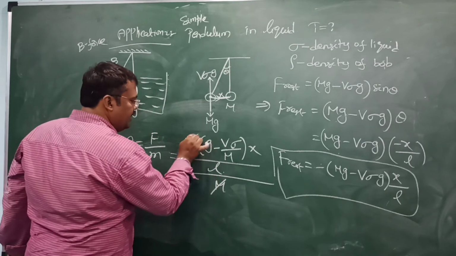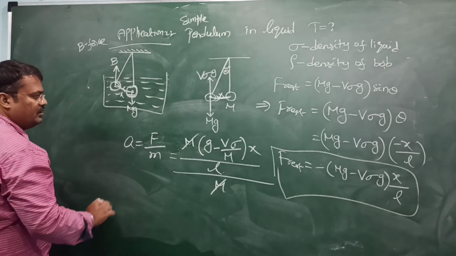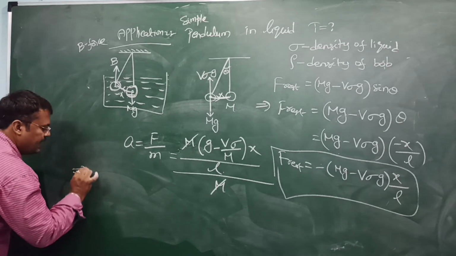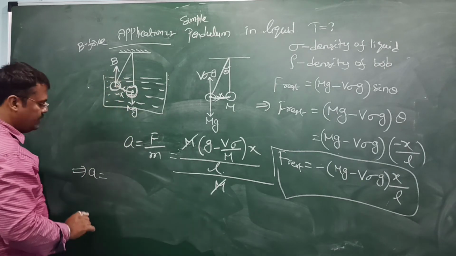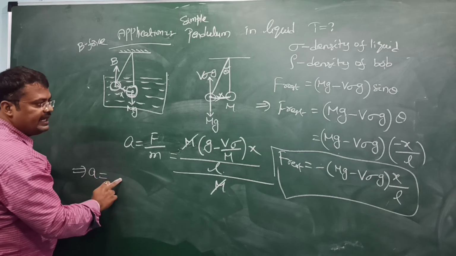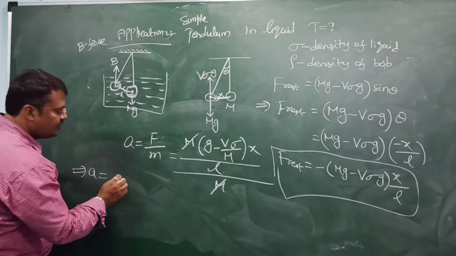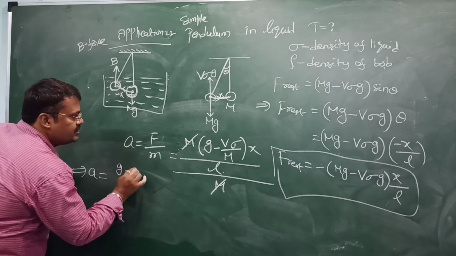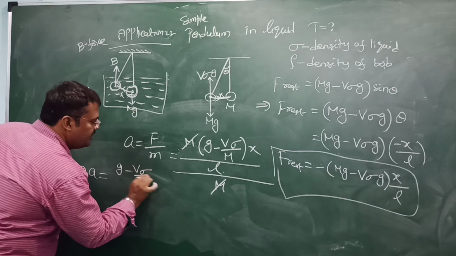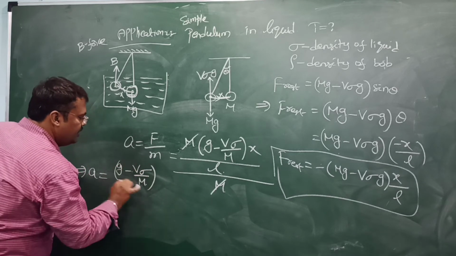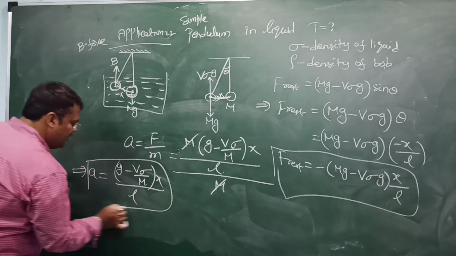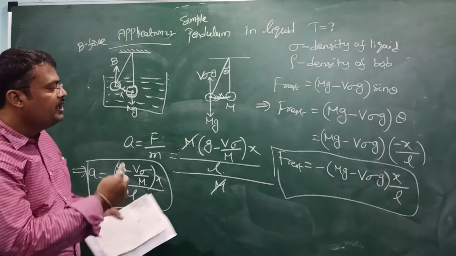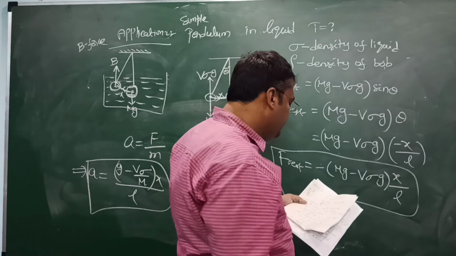This m and m will get cancelled. Then what about the acceleration of the bob inside of the liquid? I am trying to find that here. A is equal to (g minus Vσg/m) times x divided by L. This is the acceleration of the bob inside of the liquid.